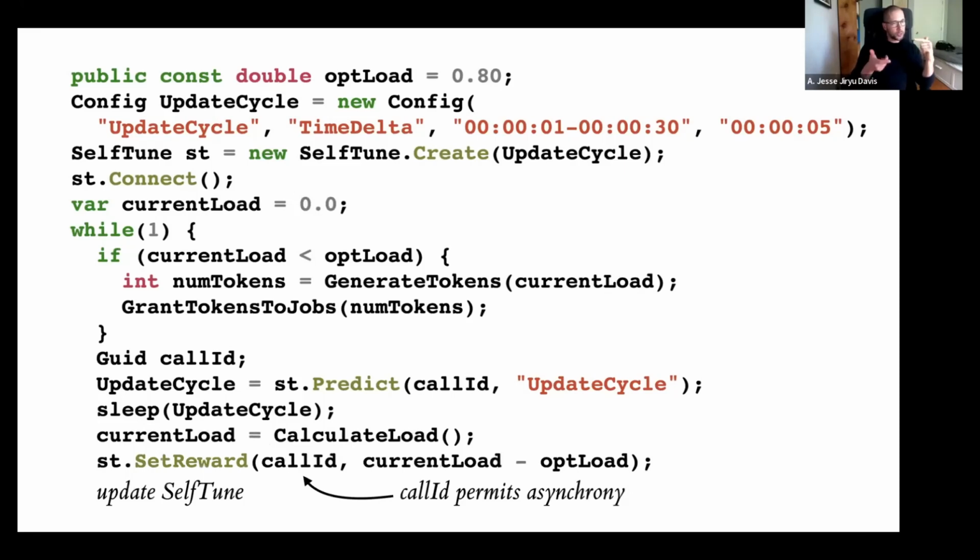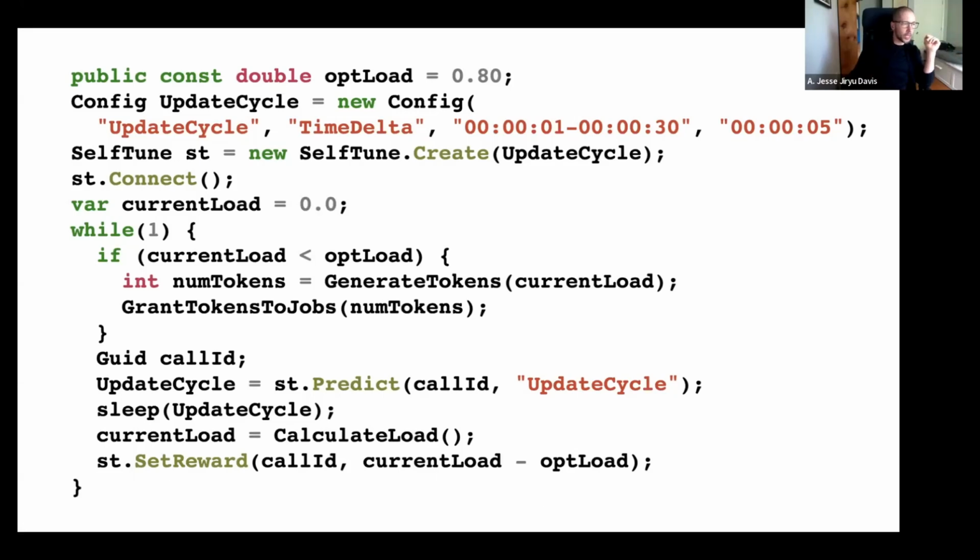This allows for asynchrony. I think that this is a really nice API feature because you could be on a different thread, a different machine, however you need to deploy this. You have a method to allow SelfTune to correlate predictions with outcomes. And then you just loop forever.